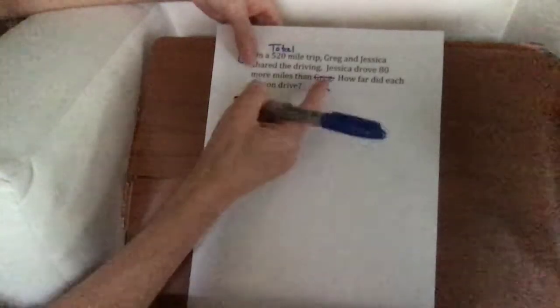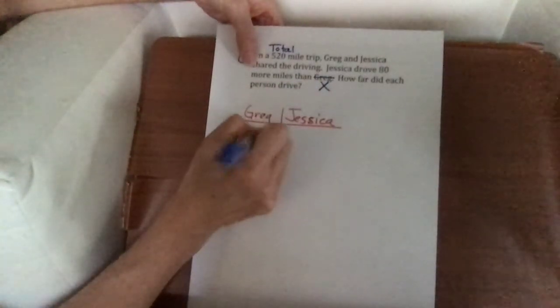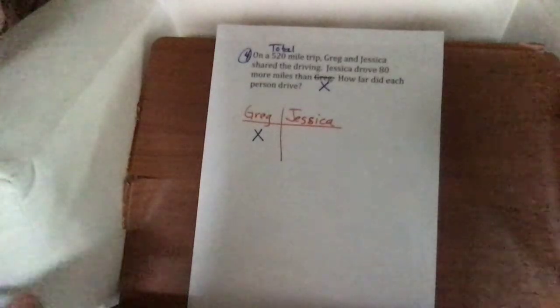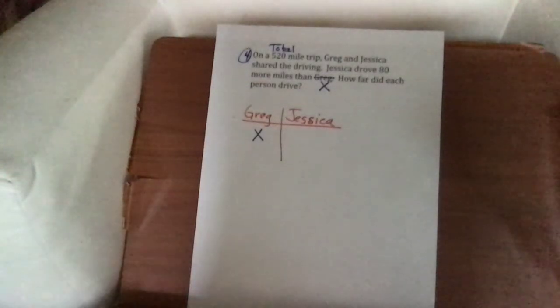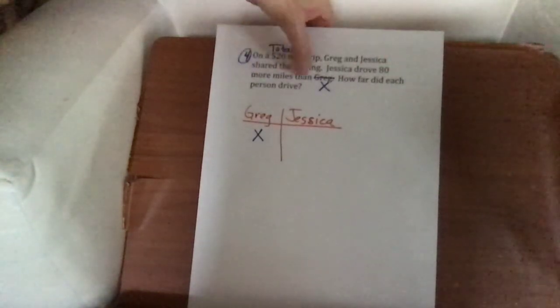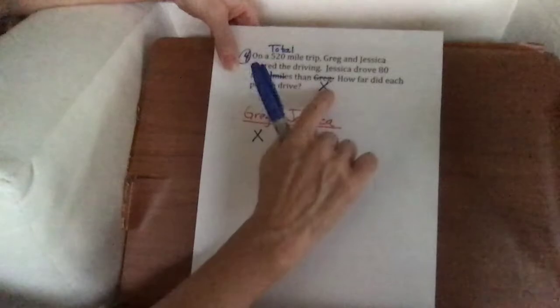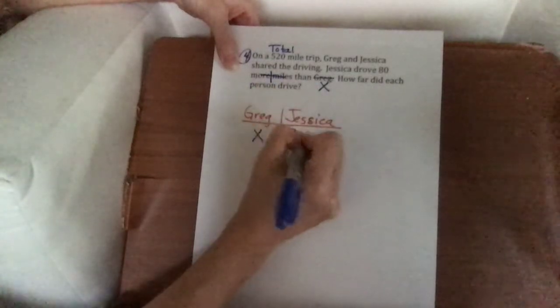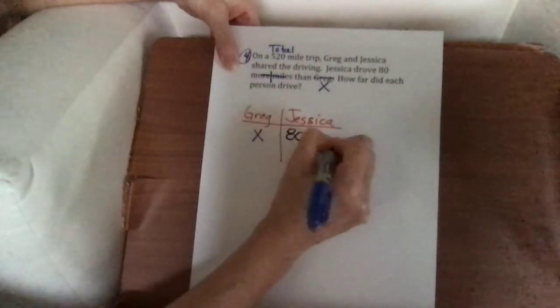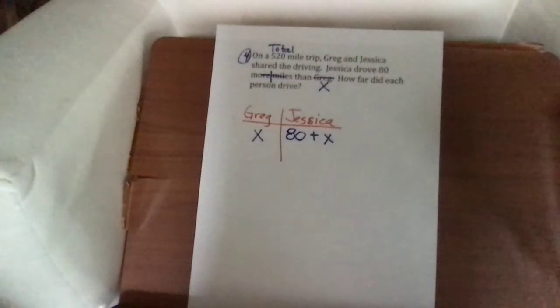All right, so we're going to put Greg is x, so we're going to put x in the chart for Greg. That's his amount of miles. We don't know how many he drove, but we do have a description about Jessica. Jessica drove 80 more miles than x. Well, more miles means plus. So 80 plus x. So Jessica drove 80 plus x. And that's her total number of miles.